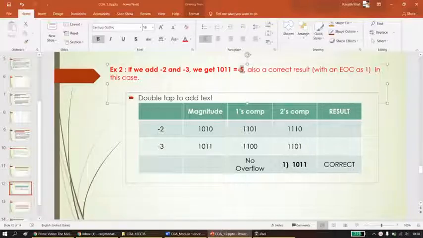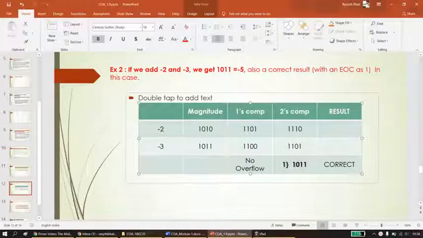The answer is negative 5. That is the right answer here, because we have already got an MSB of 1. So even if we have an end round carry, this is considered as 1011, and we are going to omit the end round carry.